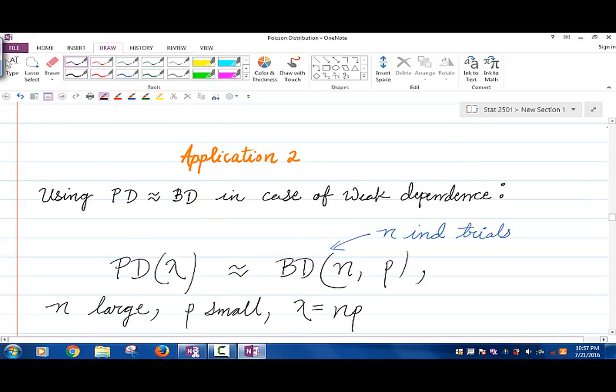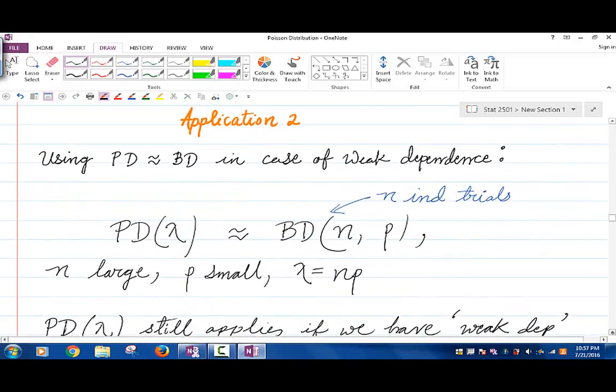In this video, we are going to look at another application of the Poisson distribution, using the Poisson distribution to approximate the binomial distribution in the case of weak dependence. So let me describe what the application is.